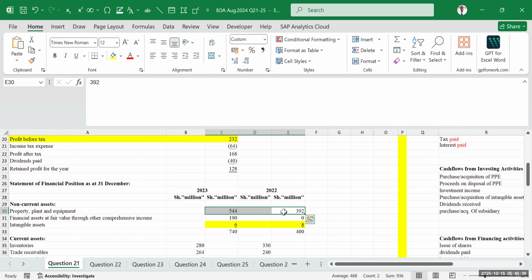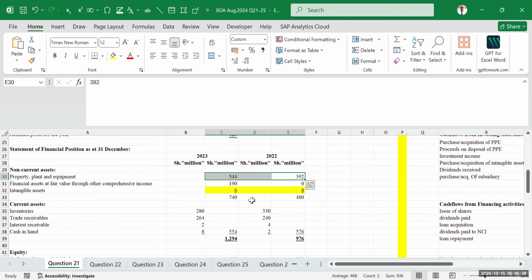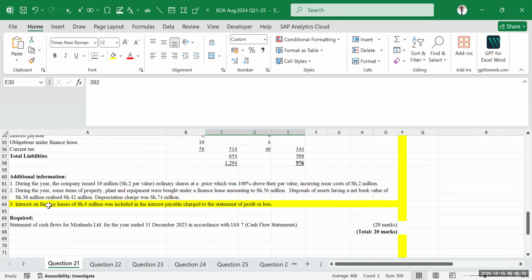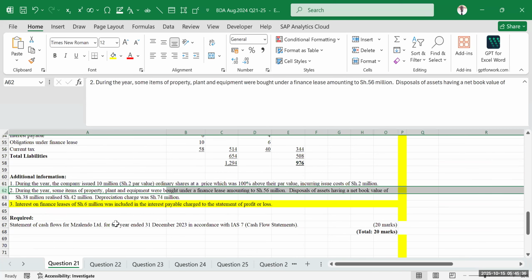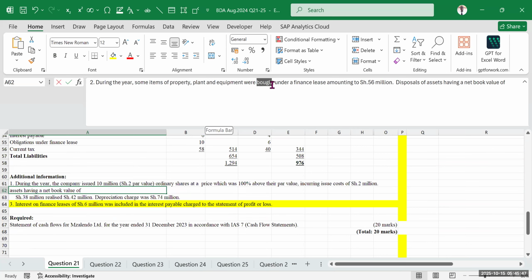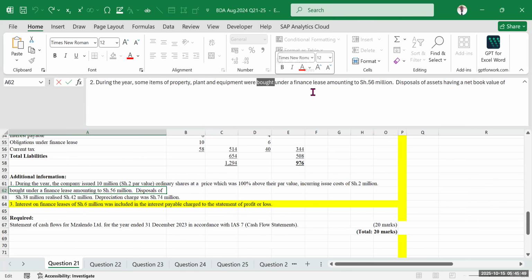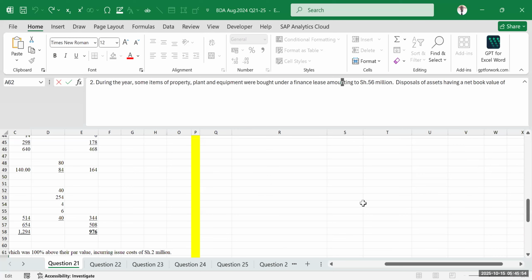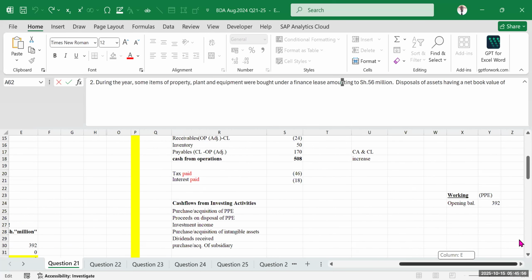To break this down, let's see if the additional information gives any pointer. In note number 2, there was a mention of PPE. Note 2 said that during the year, some of the items of PPE were bought. This buying of PPE elements means these were additions, and they were bought under finance lease, and the amount was 56 million. So let's go ahead and recognize that purchase of PPE.